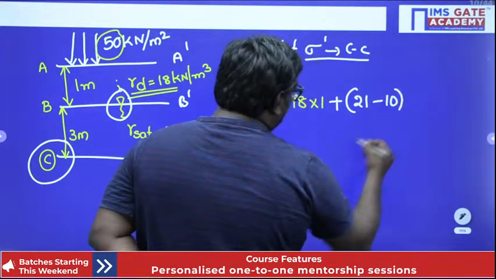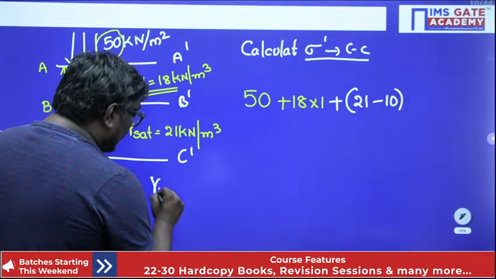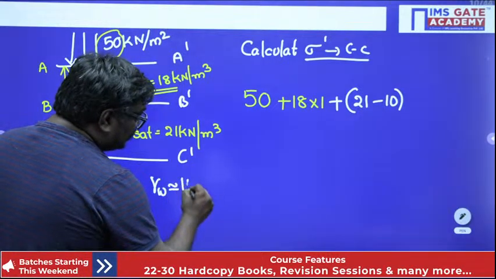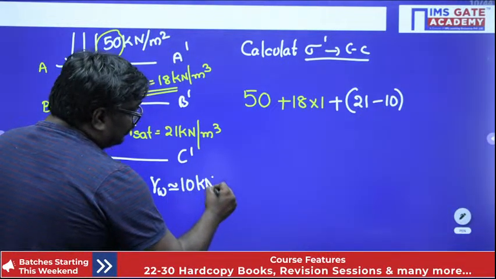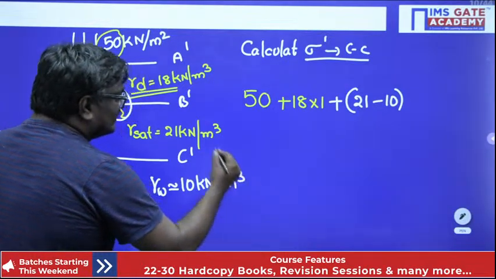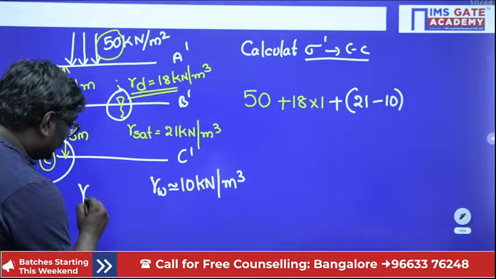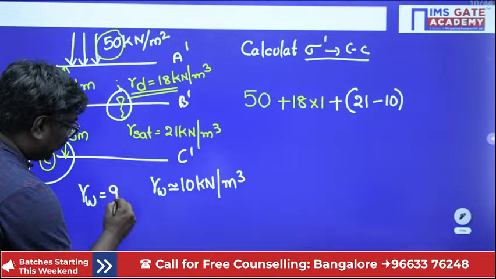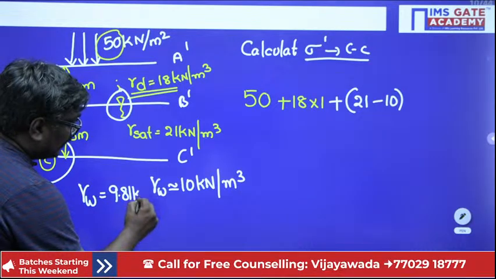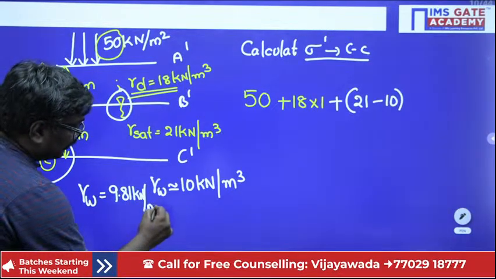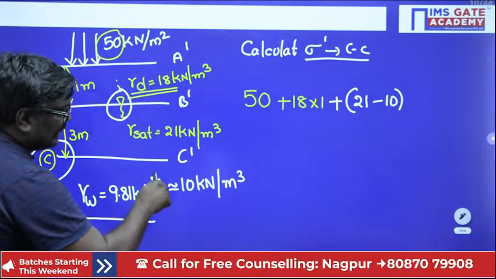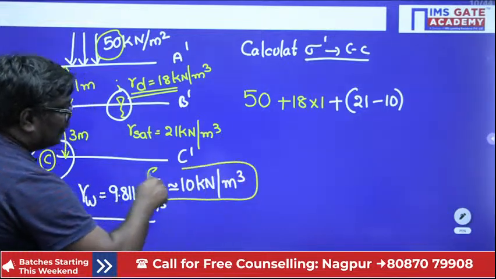I am assuming, sir, for easy calculation, gamma W as 10 kilonewton per meter cube. Actually, for easy calculation and for your better understanding, I am telling you. Actually, gamma W is what, my dear students? It is equal to 9.81 kilonewton per meter cube. But here, for easy calculation, I have taken gamma W as 10.